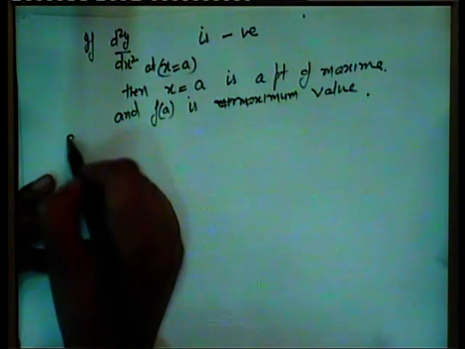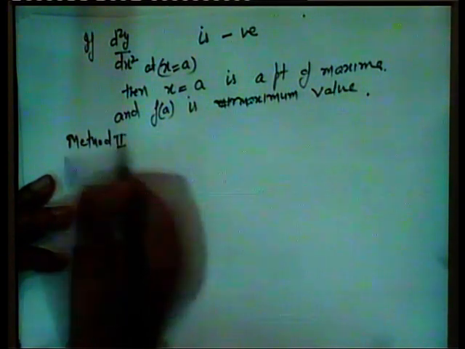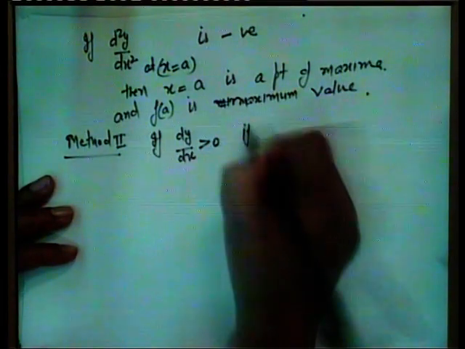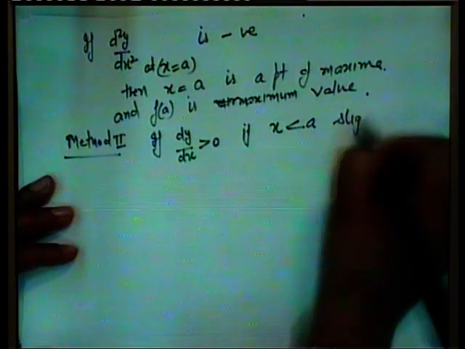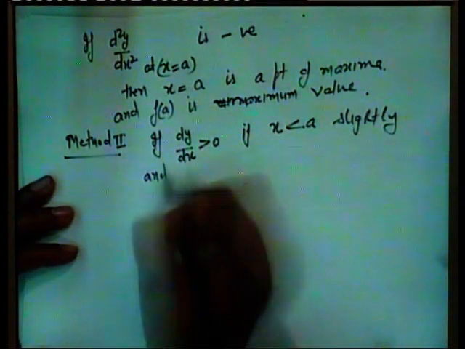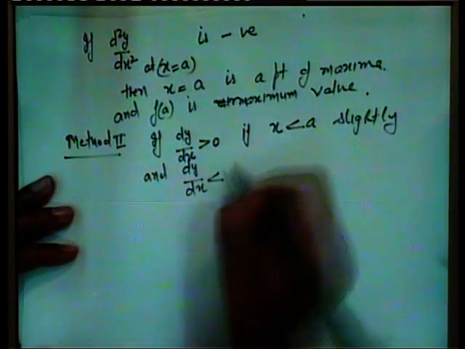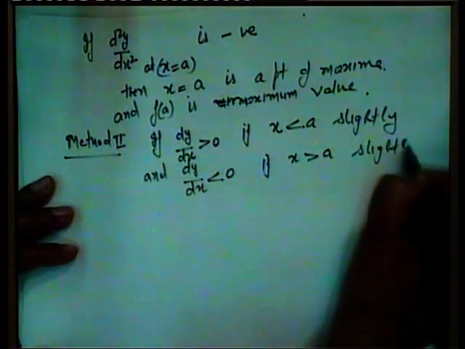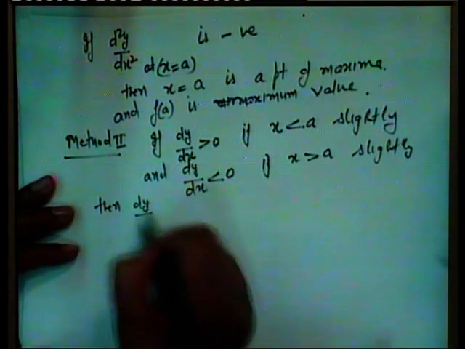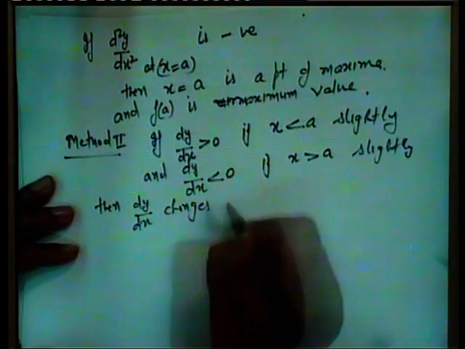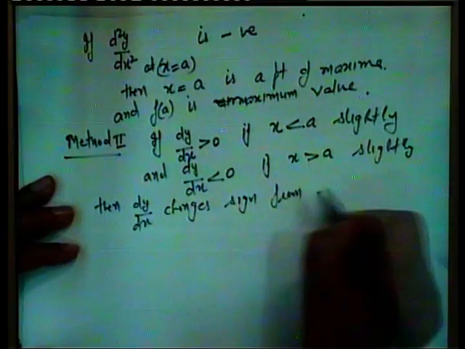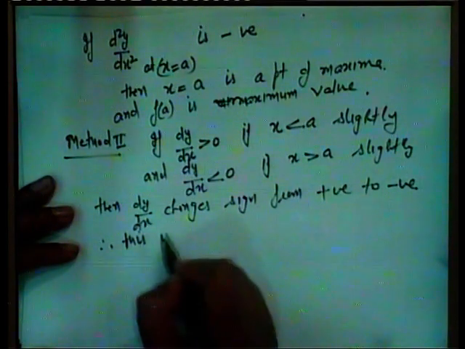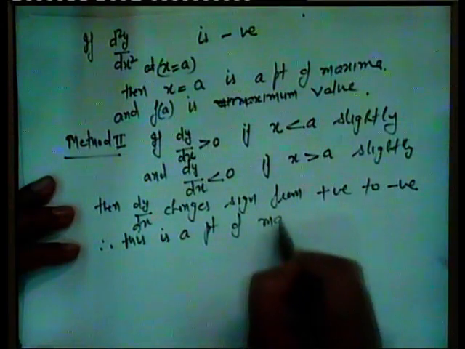Now, second method. If dy by dx is positive if x is slightly less than a, and dy by dx is less than 0 if x is slightly greater than a, then dy by dx changes sign from positive to negative. Therefore, this is a point of maxima.